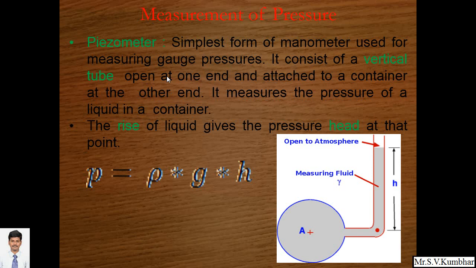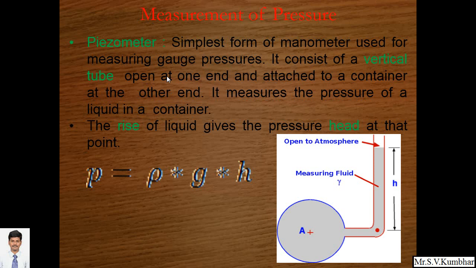First one, piezometer. Piezometer is considered as simplest form of manometer which is used for measurement of gauge pressure. So it consists of a vertical tube. One end of this vertical tube is connected to the pipe through which any fluid is flowing, and another end is kept open to atmosphere. So in this figure, a red colored part is piezometer and blue colored pipe is the pipe through which any fluid is flowing.